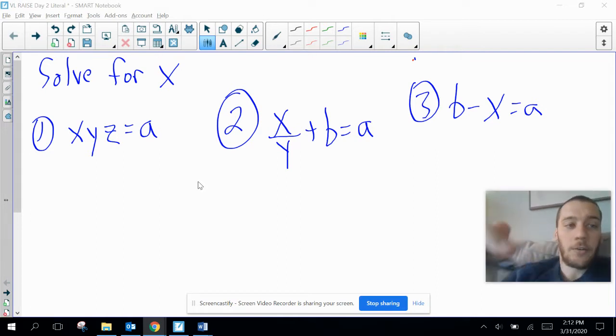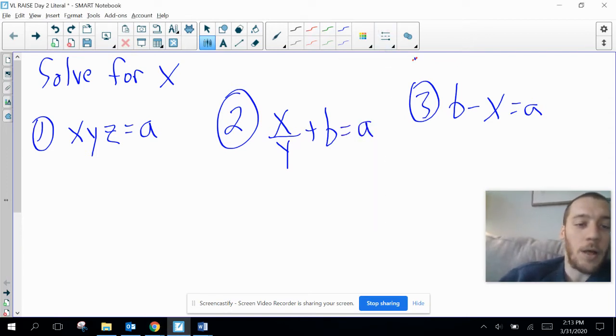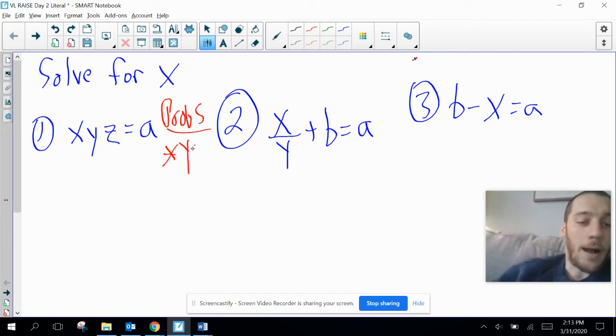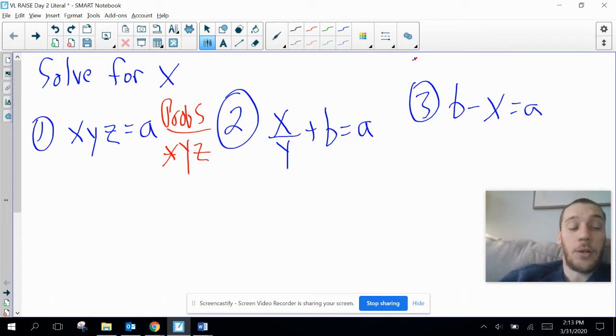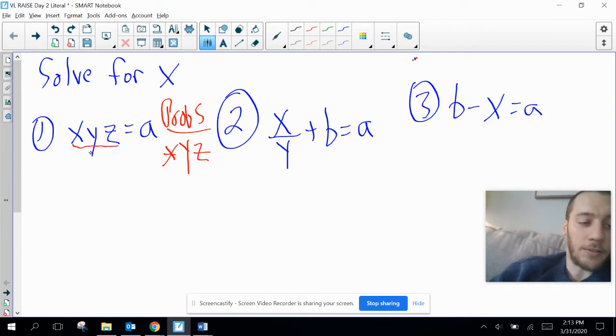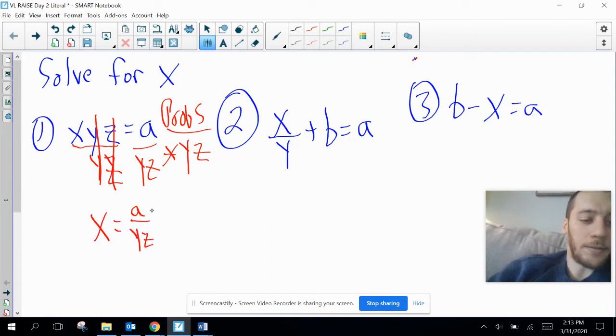So, literal equations, we're trying to get a variable by itself. I'm just going to make a list of problems. So looking at what are the problems with x, it's being multiplied by y and z. So to undo this, the inverse operation of multiplication is division. So divide both sides by yz. These will cancel out, and we're left with just x equals a over yz. That's it. Final answer.